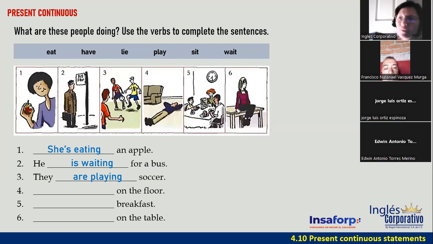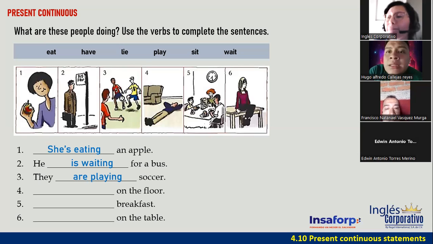Number 4. Solo nos faltan 3 verbos. Nos falta have, nos falta lie y nos falta sit. ¿Cuál de esos 3 creen ustedes que va ahí? They are eating. No, in number 4. It's only one person. Es solo uno. No, creo que en el 5 sí podríamos usar they are. Pero en number 4, what do you think?